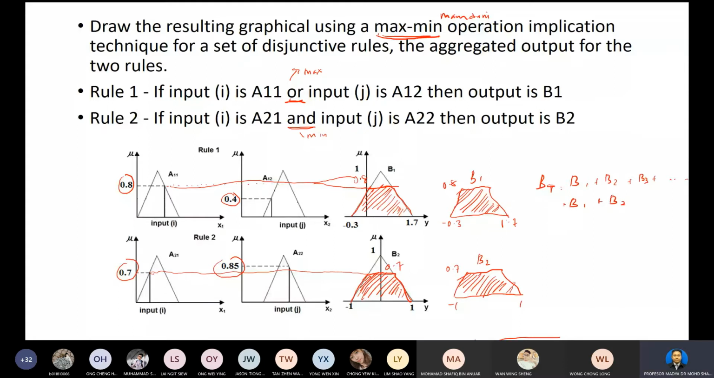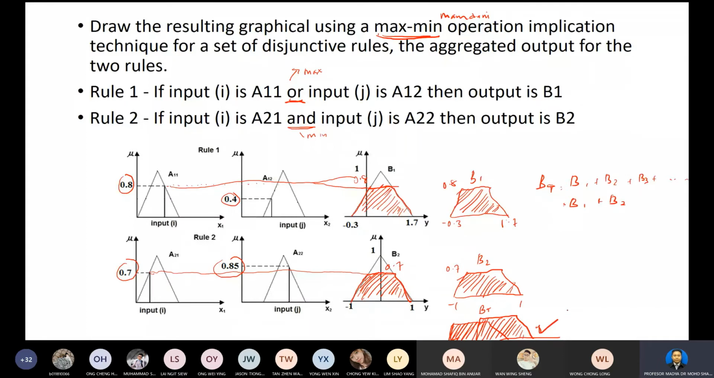So we draw again, something like this. This is negative 0.3, this 1.7, this one negative 1. So maybe like this. This one is 1 and this one is negative 1. So this is the total. This one we call the B total. Alright, so this is the last answer.